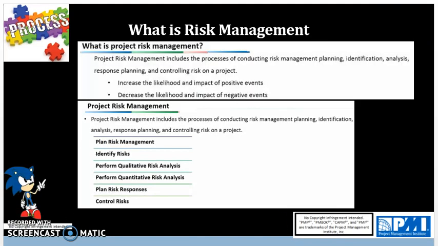I just want to recap here what risk management is all about. Project risk management includes the processes of conducting risk management planning, which we've already done. Now we're in the process of identifying the risks. Then we analyze the risks, plan responses for the risks, and control the risks on the project. Like we just mentioned, we want to increase the likelihood and impact of opportunities or positive risks, and decrease the likelihood and impact of negative risks or threats.